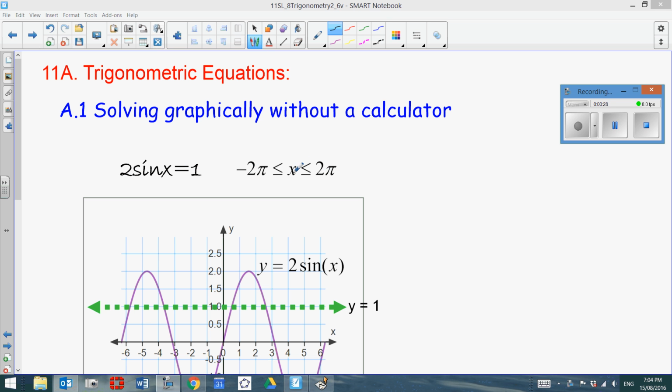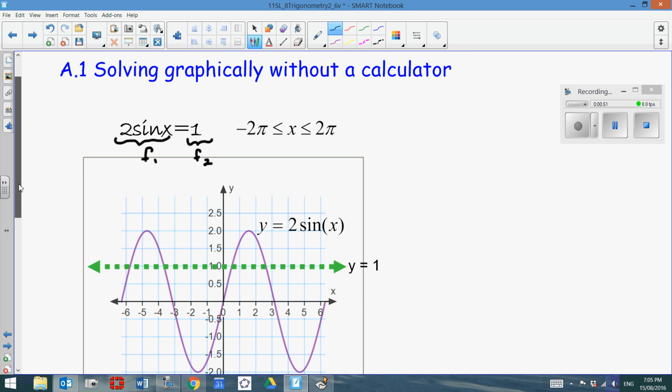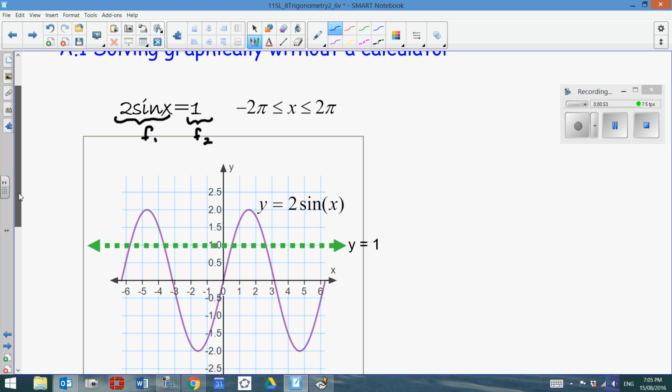we're looking at a window of negative 2 pi to 2 pi. So what we basically are looking at are 2 separate functions, one of them being 2 sine of x, we'll call that function 1, and the other one is when just y equals 1, and that's our function 2. And we're setting them equal to each other. So we're really thinking about when these 2 graphs would intersect each other, when these 2 functions share common points.